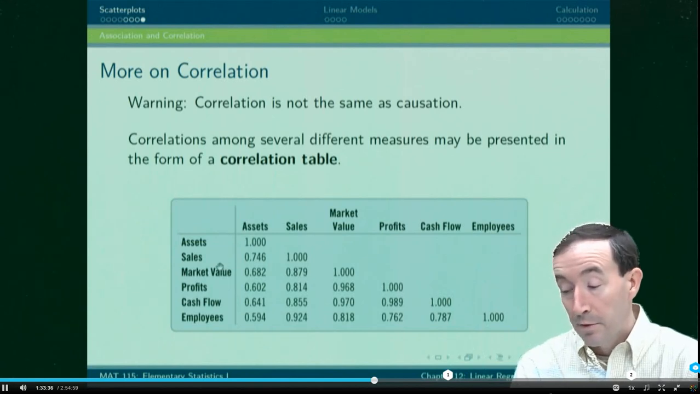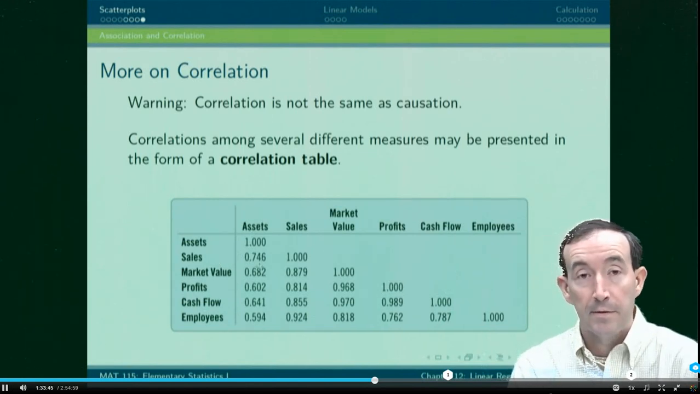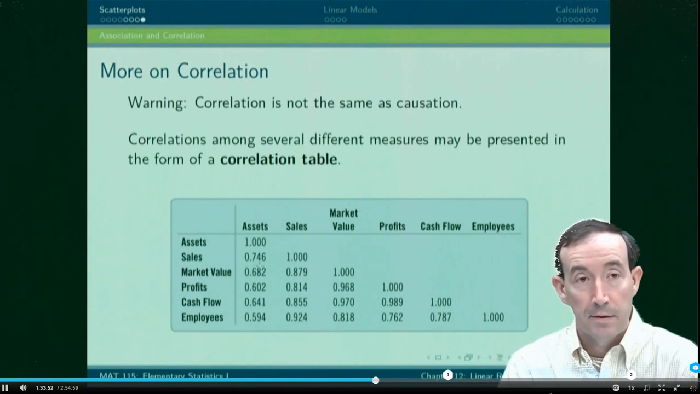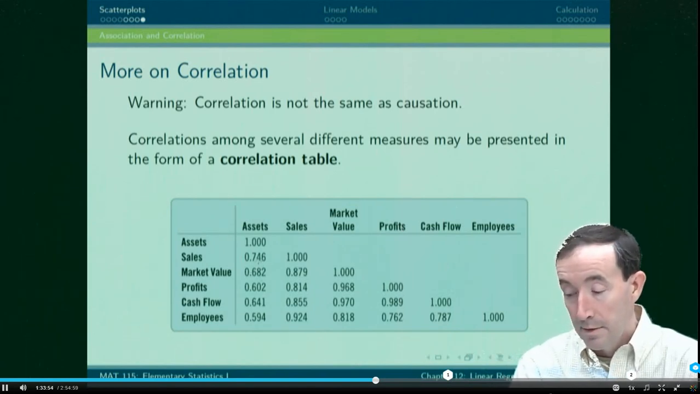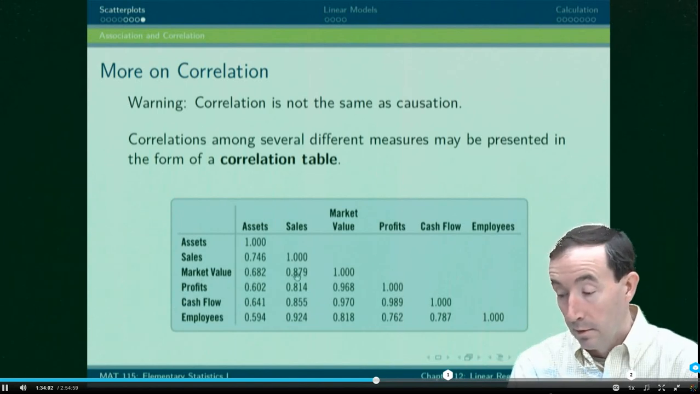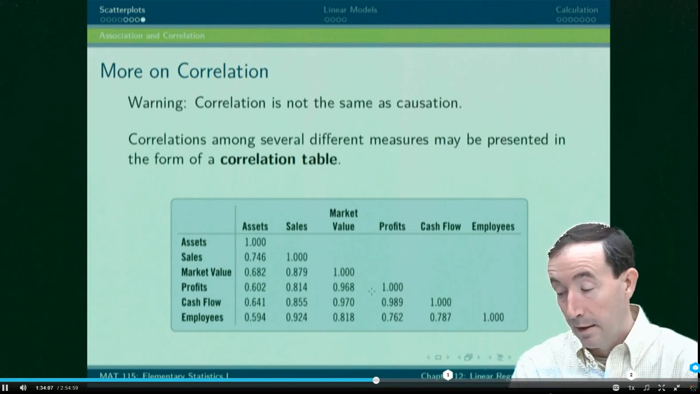But when I compare sales with assets, sales is my input, assets is my output, I get a correlation coefficient of 0.746. So that's a relatively strong relationship. It's not stellar, but it's present. And you can see that these relationships seem to be getting weaker in this particular case. Our market value and sales correlated. The correlation coefficient there was 0.879. And again, you can read the tables just like that.